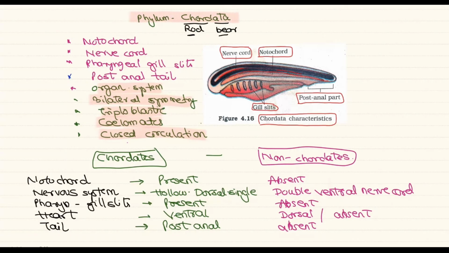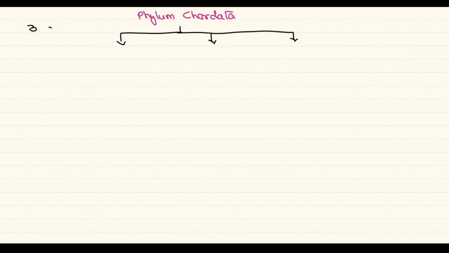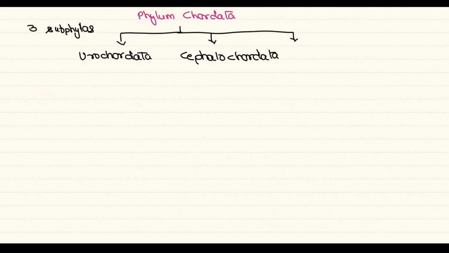So this is about phylum Chordata. We'll continue with the classification of the phylum Chordata. We can divide phylum Chordata into three subphyla: subphylum Urochordata, subphylum Cephalochordata, and the subphylum Vertebrata. The Urochordata is also called Tunicata.